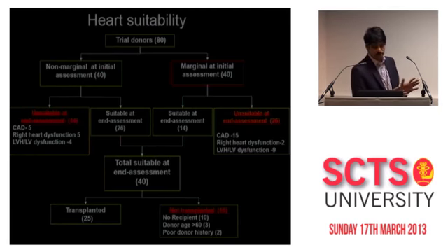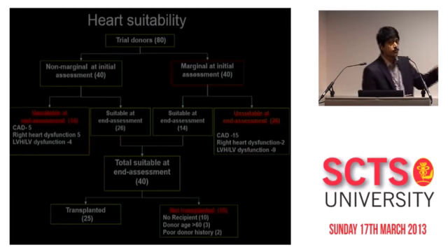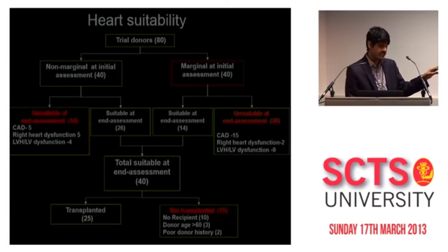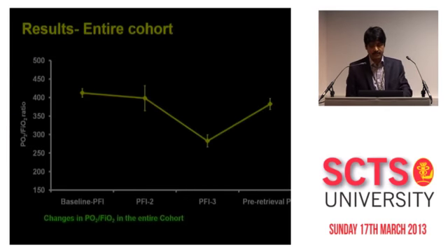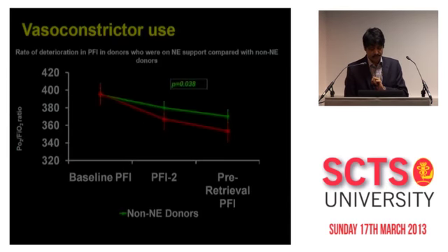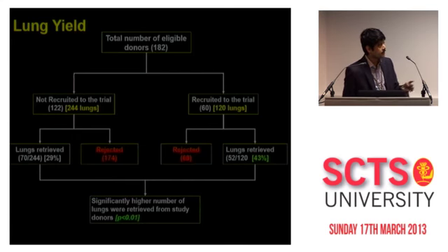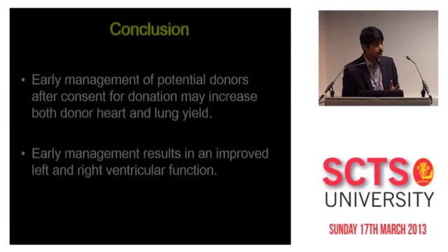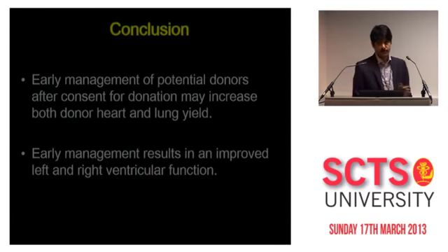This is a complex slide, but I just want to concentrate on the 80 donors we studied. 40 were suitable at the end of assessment, and 25 were transplanted. I just want to show in the lungs that even though lung function does deteriorate during management, administration of steroids helps to reduce the progressive accumulation of water. And we showed that 43% of the managed lungs could be used for transplant. So in conclusion, early management of a potential brain dead organ donor will increase the yield of both heart and lungs, and may even improve heart function.